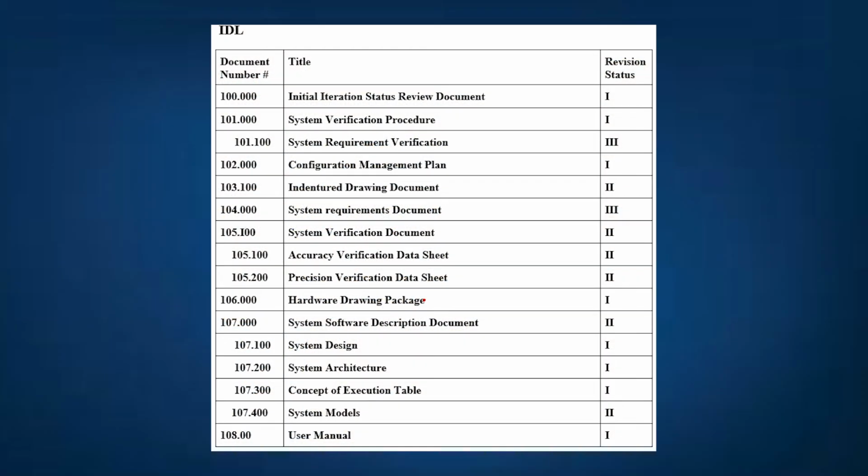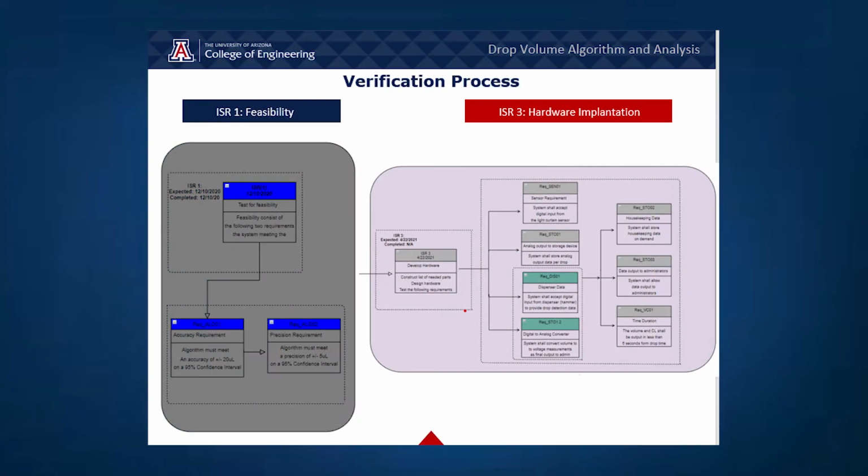Our final technical data package contains 8 sub-documents with their most current revisions. The indentured document list keeps track of all documents while easily navigating you through each section of our system. For verification, our system went through 2 main phases.